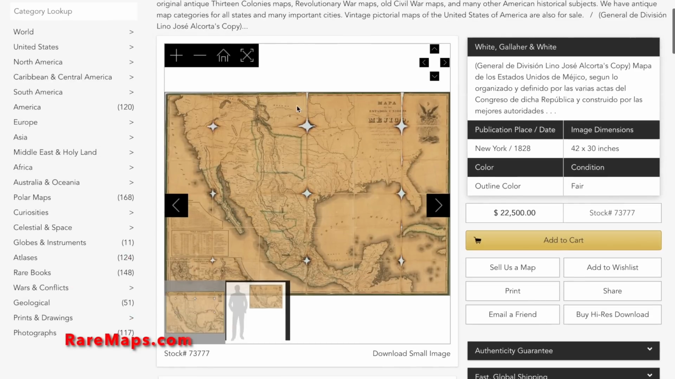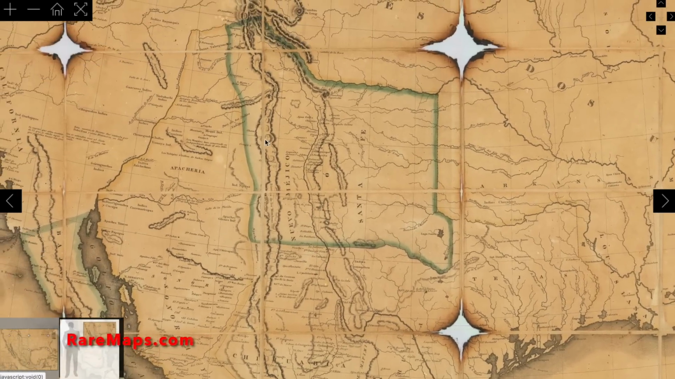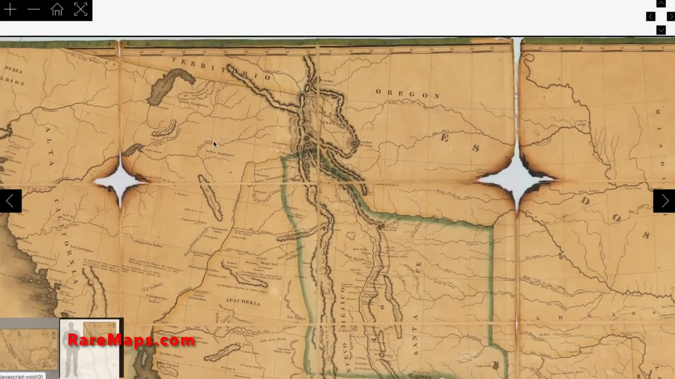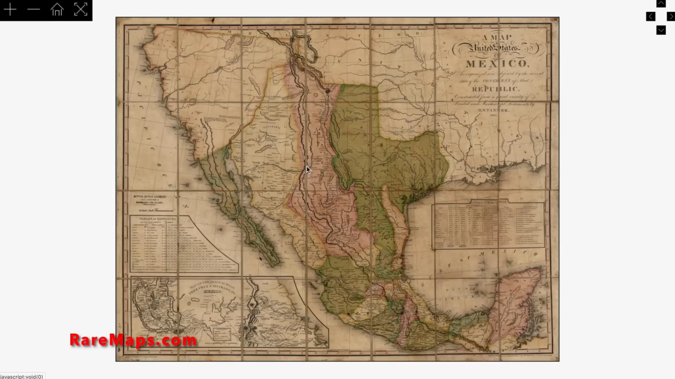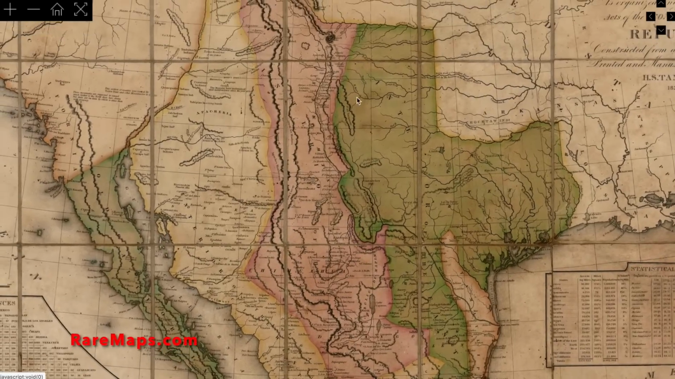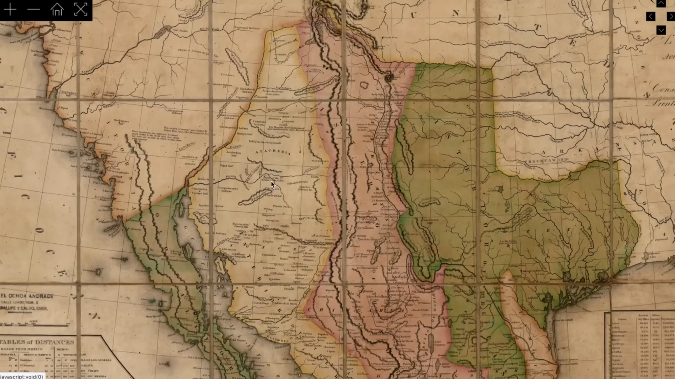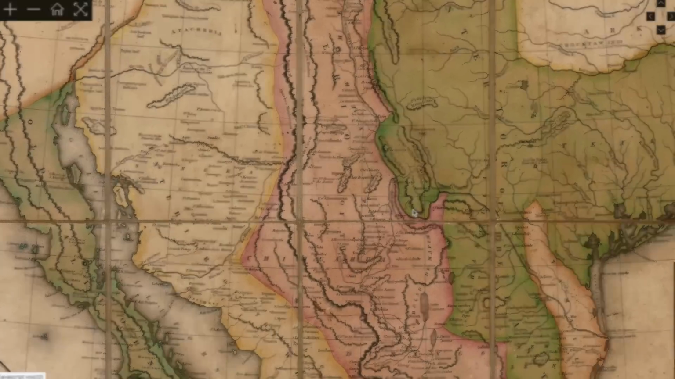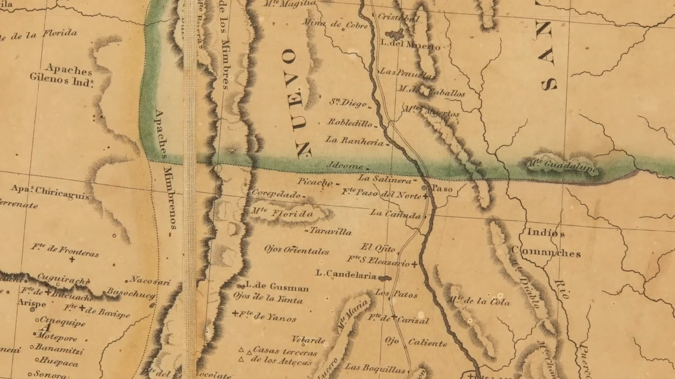shop. Disturnell used the plates from this 1828 map by New York publishing firm White, Gallagher & White. This map is essentially a copy of this 1825 map of the United States of Mexico by Henry Schenck Tanner. As a result, the errors on the maps were repeated over and over and over. These errors were noticed the next year by a joint survey commission, but it was too late.